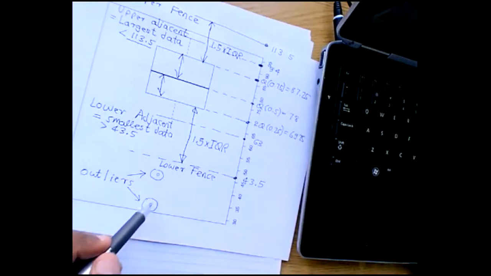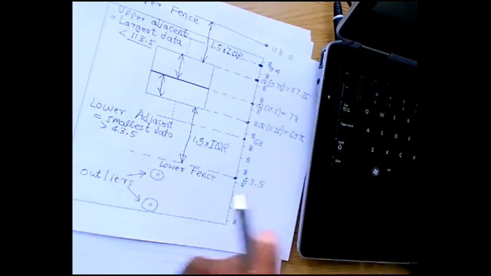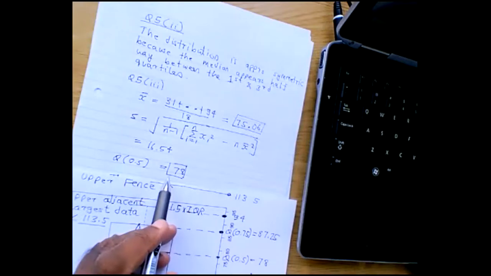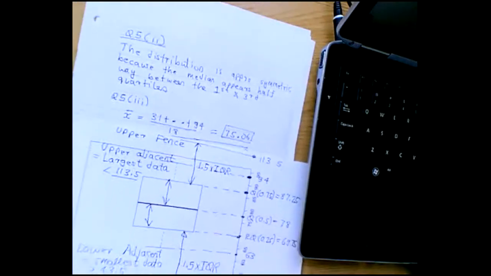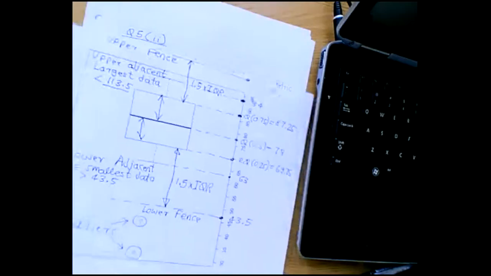If these two outliers were not here, then the mean would have been a lot closer to the median, which is 78, right? Okay, but because of these two outliers, the mean is brought down to 75.06, right? All right, guys. So that completes question 5. Any questions? I mean, are you okay with question 5 or not?